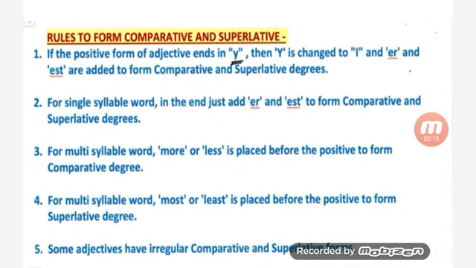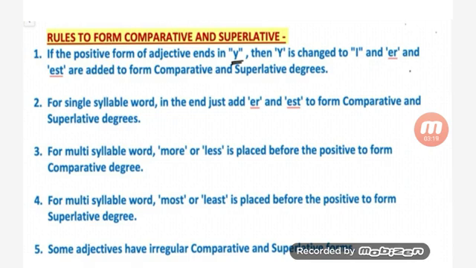So, rules to form the comparative and superlative degree. If the positive form of an adjective ends in y, then y is changed to i and er and est are added to form the comparative and superlative degree. For example, pretty. The last letter of pretty is y. That's why we have used here ier, and the spelling is P-R-E-T-T-I-E-R, prettier. And the superlative degree is prettiest, P-R-E-T-T-I-E-S-T.